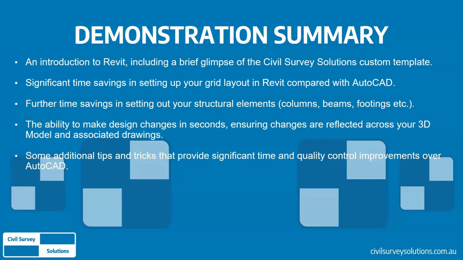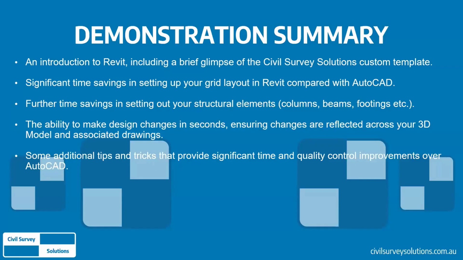We demonstrated some significant time savings in setting up grid layouts in Revit compared to traditional methods. From there, we moved into placing key structural elements, so columns, beams, footings, these things, again showing how much quicker that can be within Revit. We highlighted some of Revit's biggest strengths, that being the ability to make design changes in just seconds, and even more importantly, those changes automatically being updated across all your associated models and drawings. Finally, we shared a few additional tips and tricks there at the end that help you not just improve the speed, but also the quality and consistency of what you're delivering.